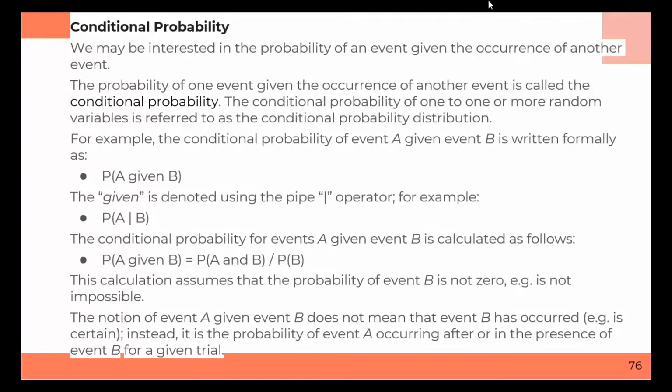Example. The conditional probability of event A given event B is written like this. You already did this earlier. The bar is the pipe symbol and is read as 'given'. We saw that yesterday. It is calculated as the probability of A given B equal to the probability of A and B divided by the probability of B. You can calculate.